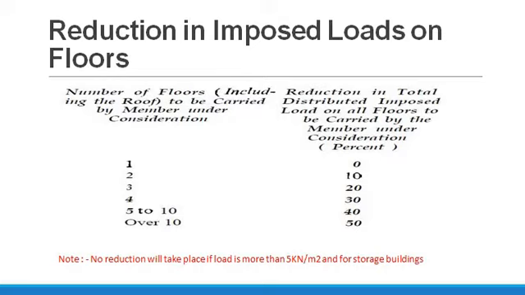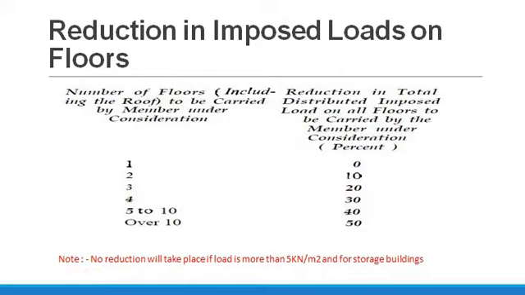Now as our number of floors are increasing, there is a reduction in the total load as well. See, number of floors including the roof to be carried by members under consideration. Like if it is 1, there is no reduction of load. If it is 2, then there is a 10% reduction. If there is 3, then 20. As it is 5 to 10, there is 40% reduction. Over 10, there is a 50% reduction. One thing is there, no reduction will take place if load is more than 5 kilonewton per meter square and for storage buildings.